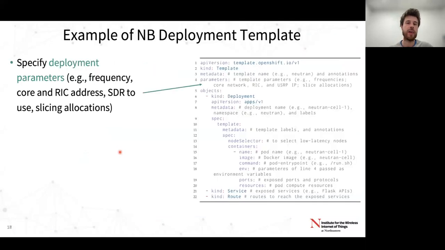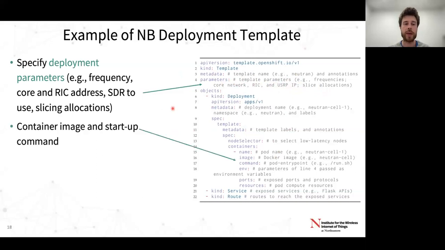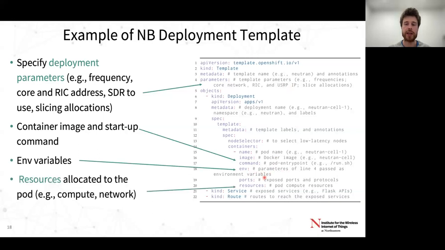And these generic templates look something like these simplified templates here, where we can specify different parameters, like the frequency of the base station, the USRP radio, so the actual radio transceiver that we want to use, the address of the RIC, the core network, and so on and so forth. Then the container that we want to start. So for example, here we want to run a command to start a base station, using a specific image, which is the container image for the base station that we have. Some environment variables that we can pass, and then some additional resources.